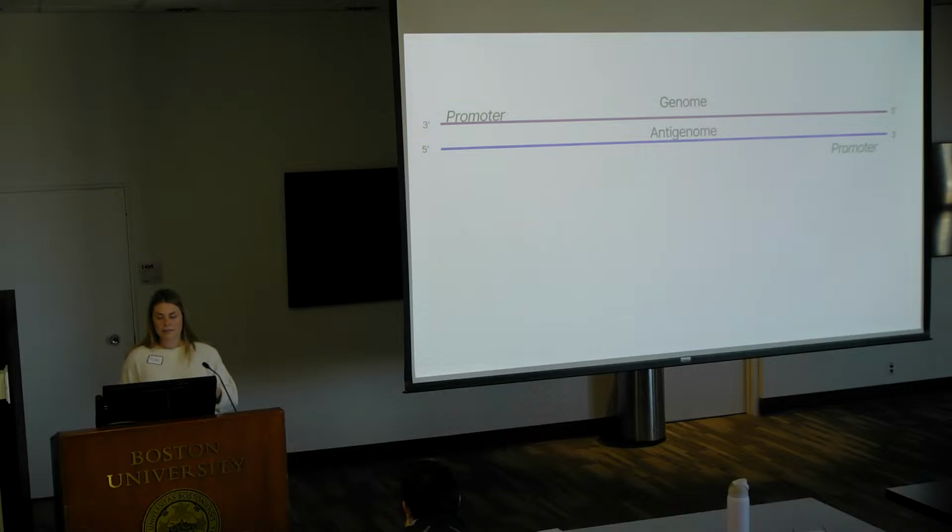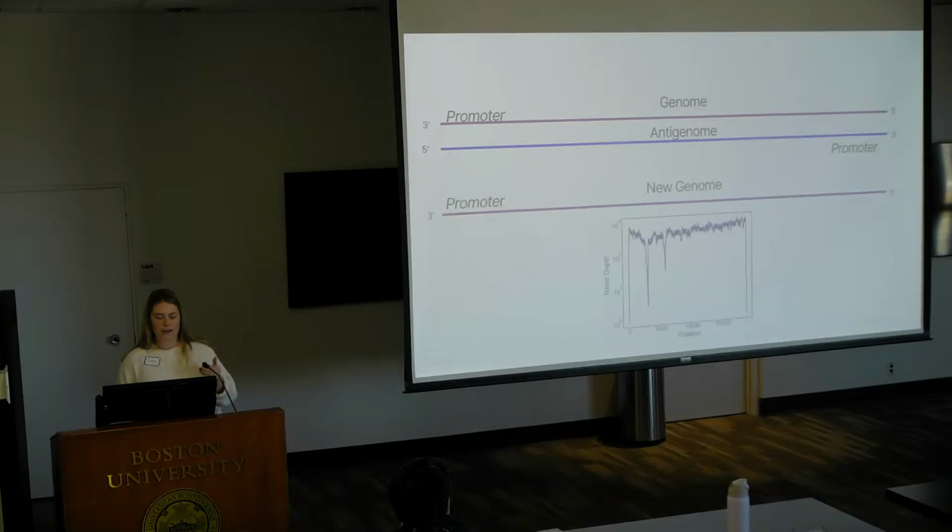So normally when you're replicating, the viral polymerase sits down on an antigenomic template strand and it chugs along and produces a full-length genome. And this is what gives you, for the most part, even coverage across the whole viral reference genome.